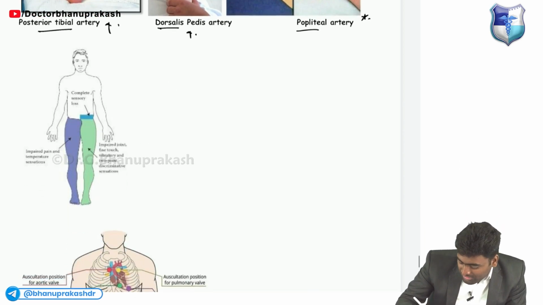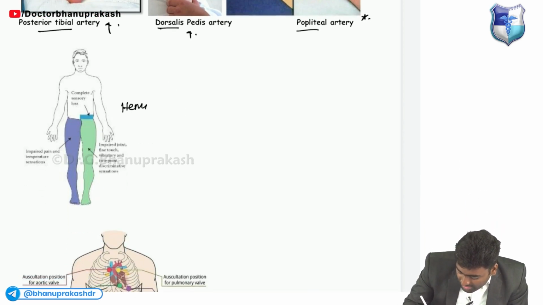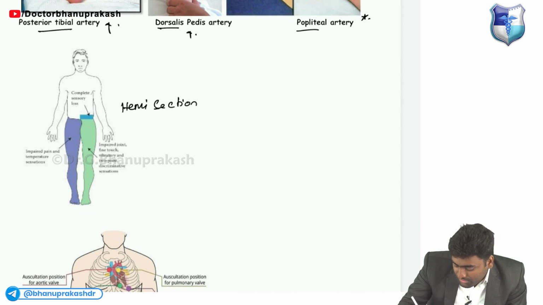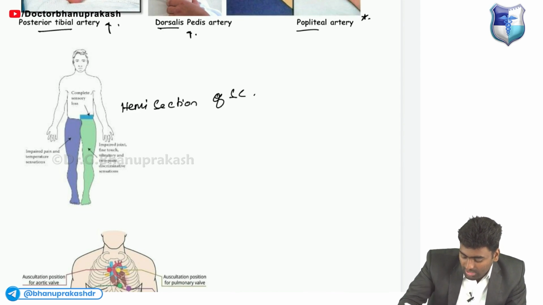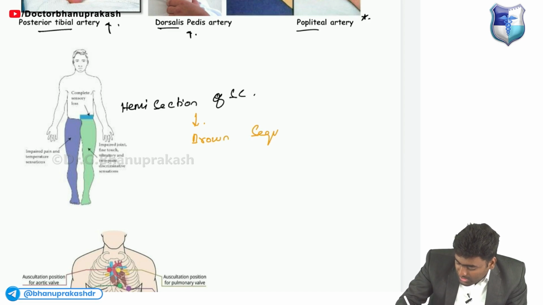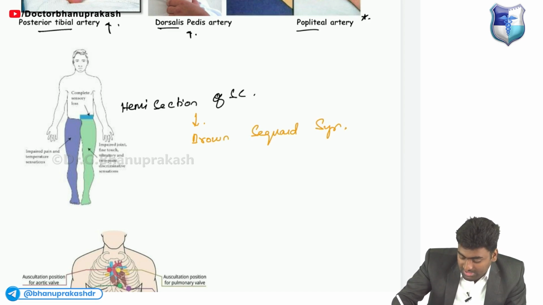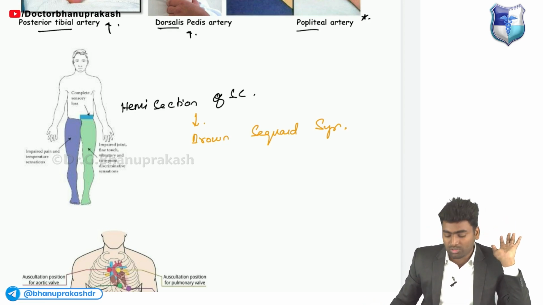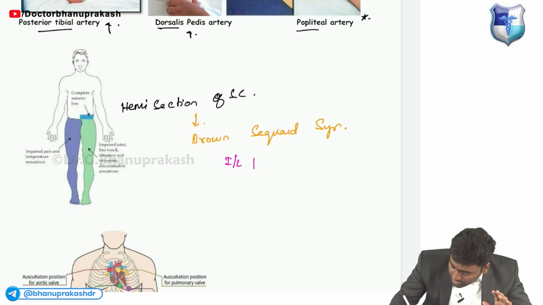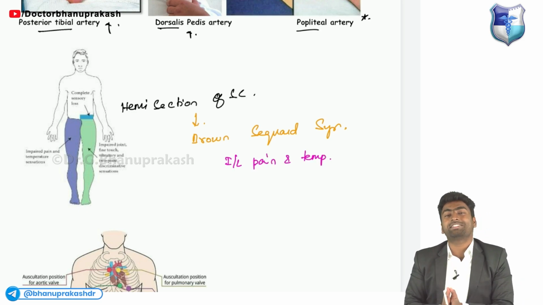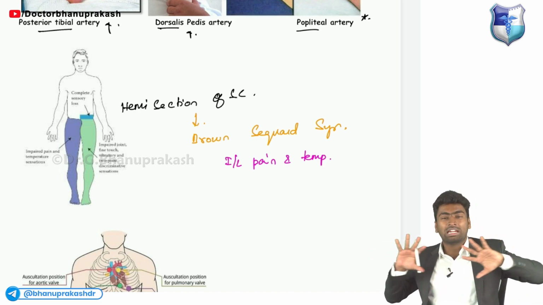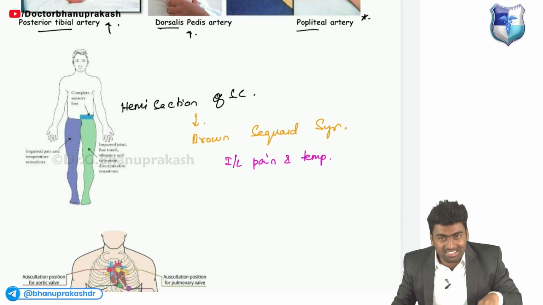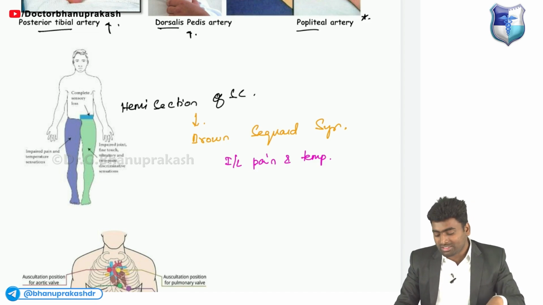And about this one, which syndrome is this? The hemisection of the spinal cord is also known as Brown-Séquard syndrome. In Brown-Séquard syndrome, you remember only one thing: the loss of ipsilateral pain and temperature. Don't remember multiple things and forget the necessary thing. Make sure you are remembering the important things.